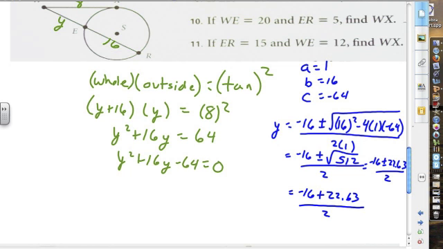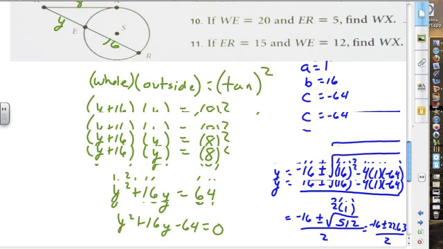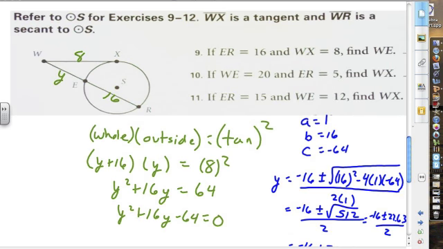So let me add a negative 16 to that, and then divide that by 2, and I'm told that y is approximately 3.3. So my y is approximately 3.3. So my WE is approximately 3.3. So we found that one. Nice, simple problem, as long as we could use a quadratic formula.